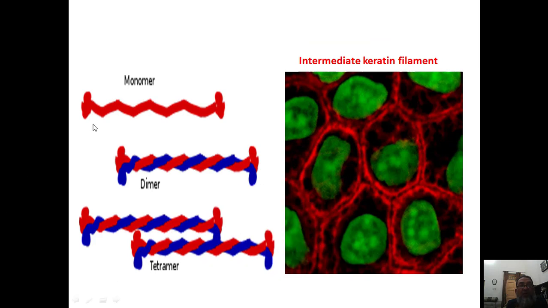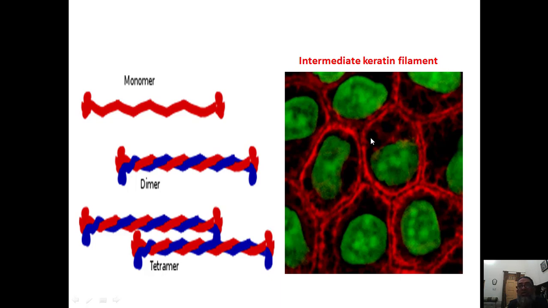Look at the picture. This is a monomer of intermediate filament. This is a dimer because of the twisting of monomers with each other, and this is the tetramer formation visible because two double helices unite in parallel with the linker protein to form a tetramer, meaning four.